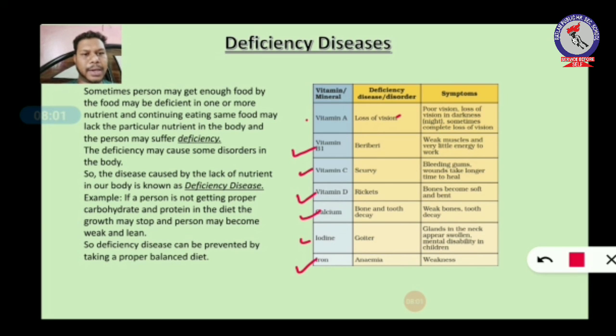Then the last one is iron. As we talked earlier, iron is used in red blood cells. It produces red blood cells in the blood, which is called hemoglobin, and due to the lack of iron the disease is anemia. And the symptom is weakness.